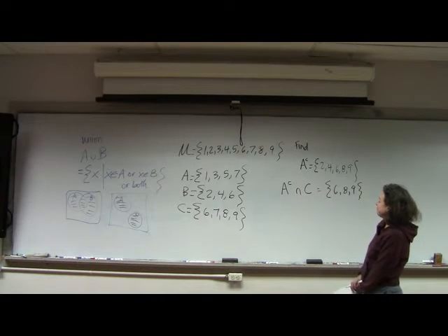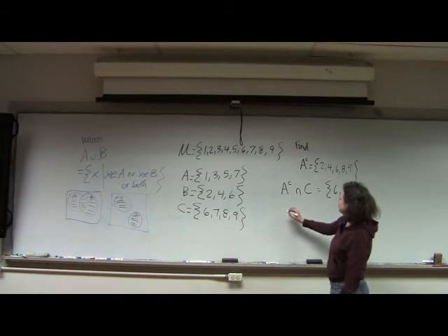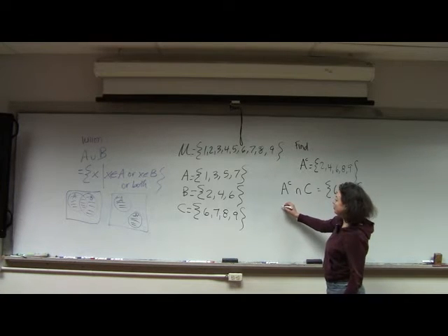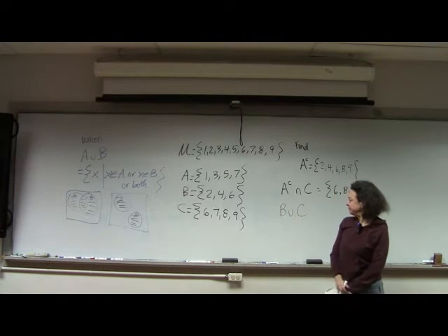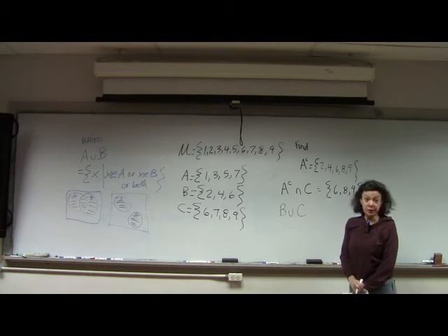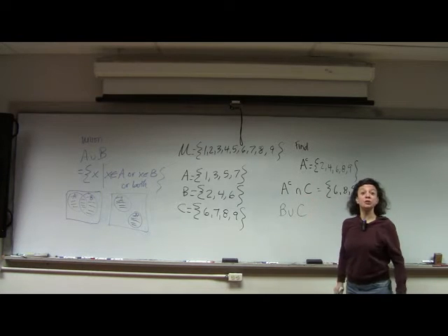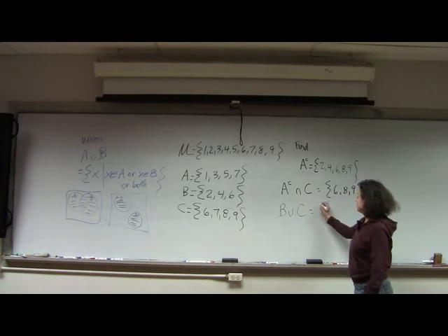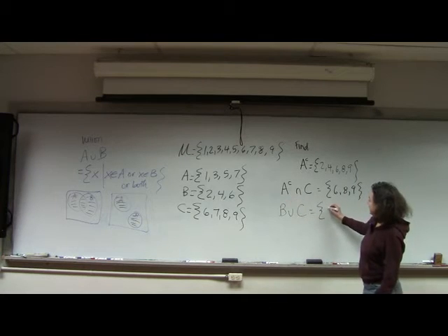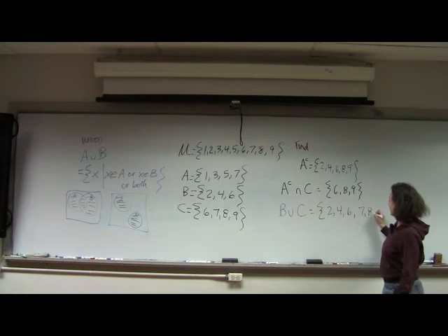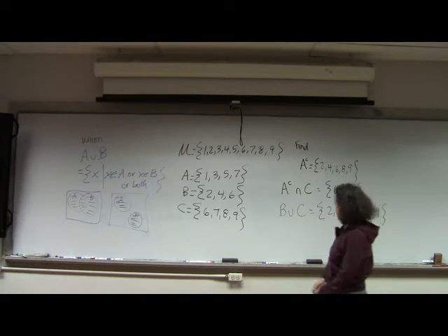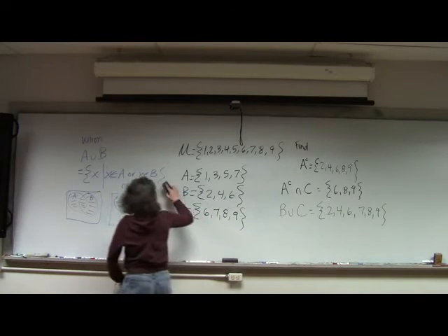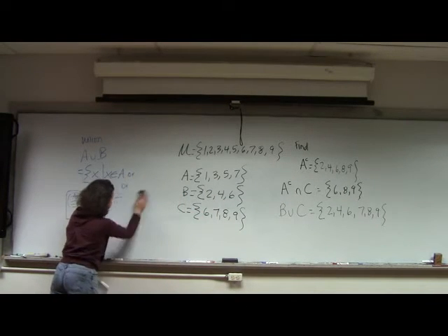All right, what if I wanted you to take, how about B union C? Now I'm doing a union. All I want to do is put them together. So, let's see. We have 2, 4, 6, 7, 8, and 9. All righty. Let me just do a couple more examples with this.